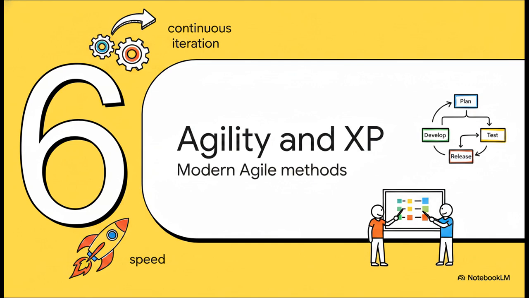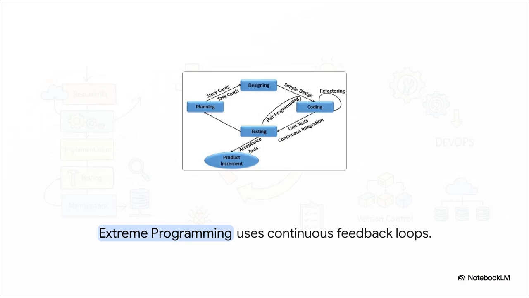So enter Section 6, Modern Agility and Extreme Programming. This is the industry's answer to the need for speed and flexibility. Contrast that rigid, locked-in waterfall with a tight, continuous feedback loop. Extreme programming, or XP, relies completely on rapid iteration. Instead of giant requirement documents, you plan using simple story cards written right there with the customer. You keep the design super simple, then you jump into this rapid-fire loop of coding and testing.